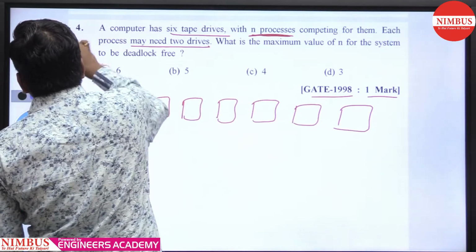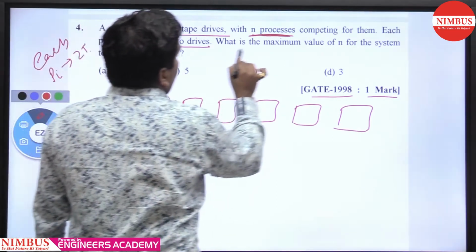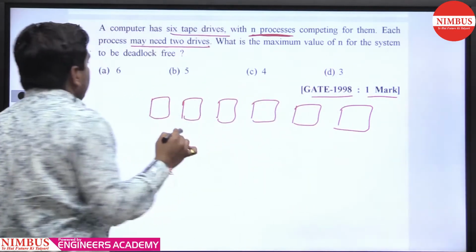Each Pi needs 2 tape drives. What is the maximum value of N for which the system is deadlock free?